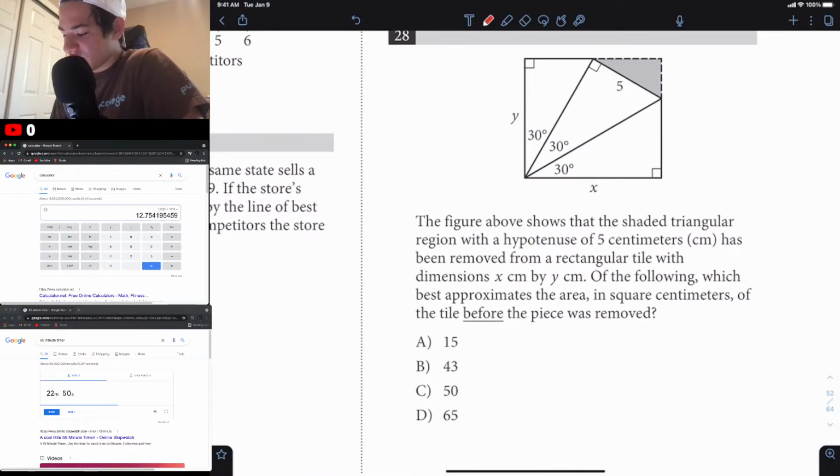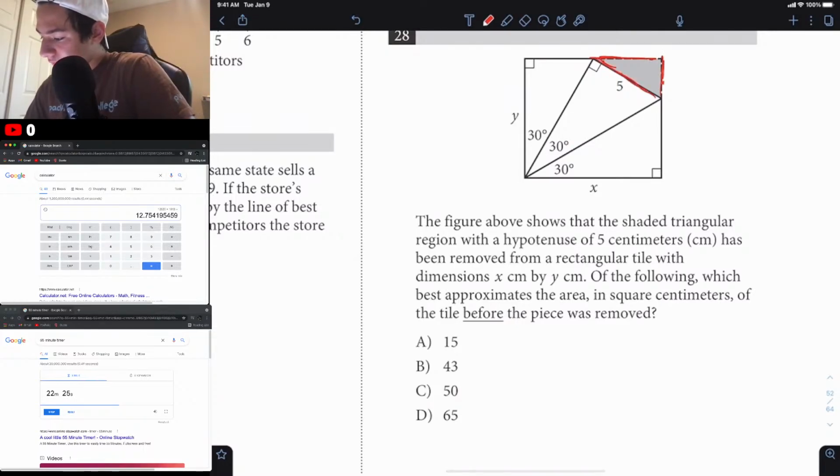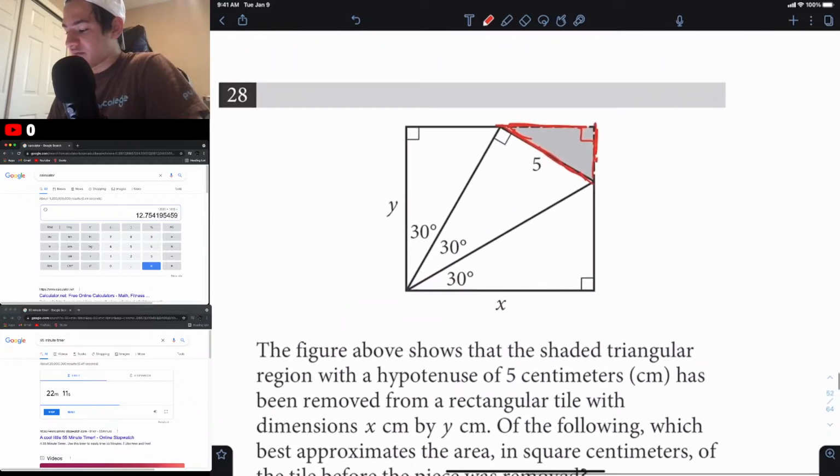The figure above shows that the shaded triangular region with hypotenuse of 5 centimeters has been removed from a rectangular tile with dimensions x by y. Wait, hold on. The shaded triangular region, so this right here, the shaded, right? This also has to be a right angle, by the way. Which of the following best approximates the area of the tile before the piece was removed? So we need to find the area of this tile, basically.